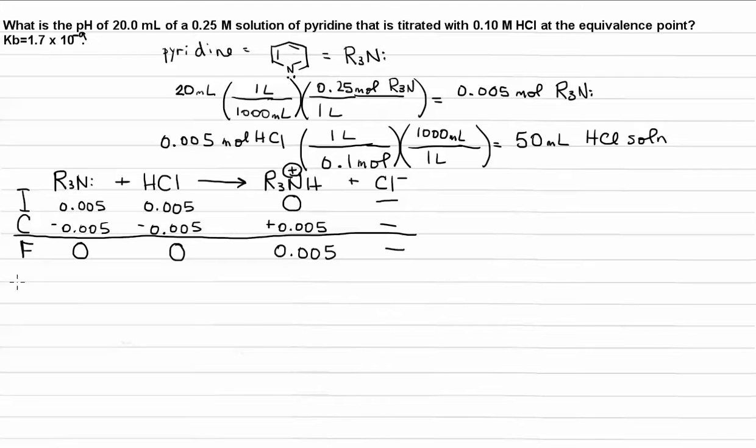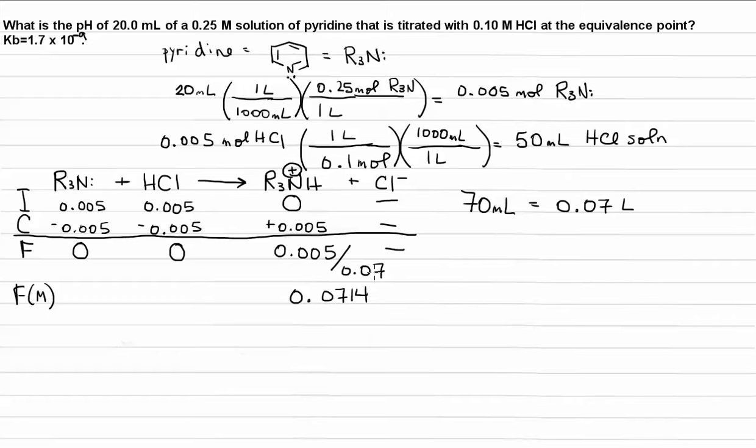Let's talk about its final molarity. Remember that molarity is moles per liter. So here we have our number of moles. So how many liters of solvent do we have? Well, we took 20 milliliters of the original base and we added 50 milliliters of the HCl. So that means we have in total 70 milliliters of the solution, which is 0.07 liters. So to get the final molarity, 0.005 divided by 0.07, giving us a final molarity of 0.0714.